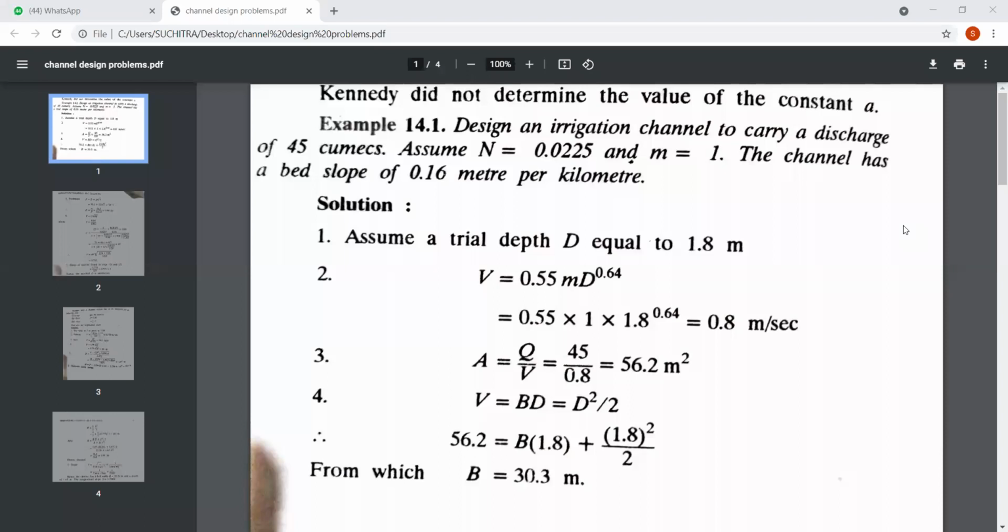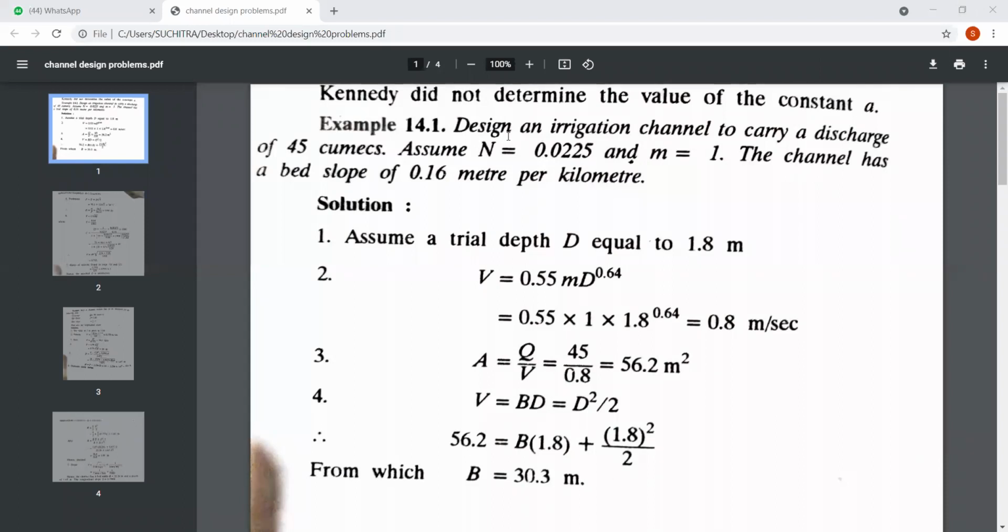In Kennedy's method of channel design, the critical velocity and mean velocity are taken as variables, whereas in Lacey's method of channel design, the hydraulic mean depth is considered as a variable. Now let us go through the numerical problems on Kennedy's method of channel design and Lacey's method of channel design. First, Kennedy's method of channel design. It is case one.